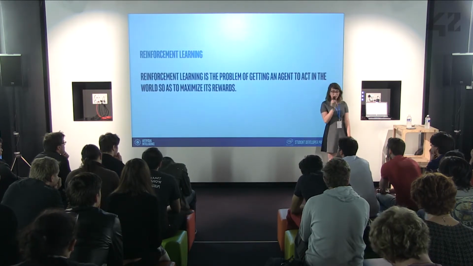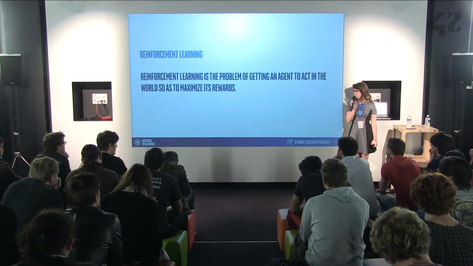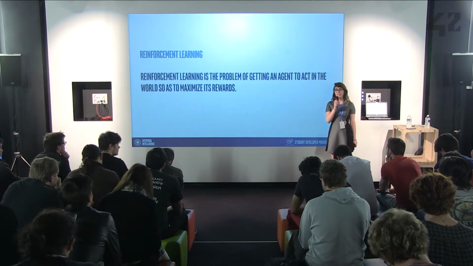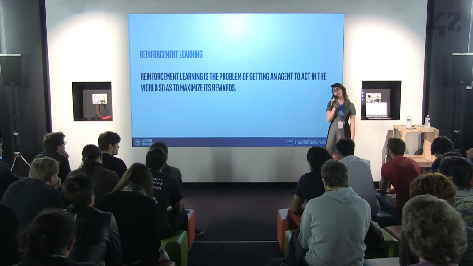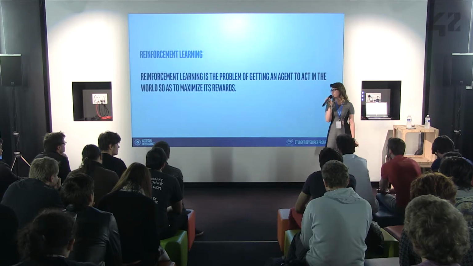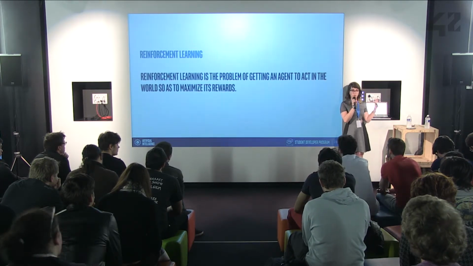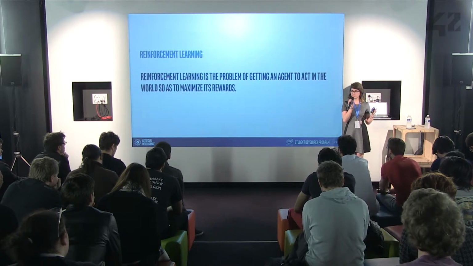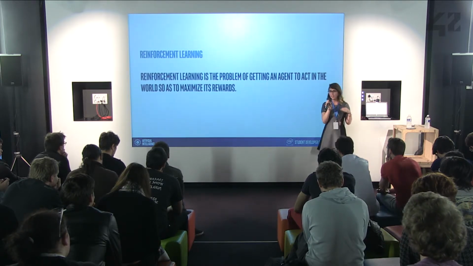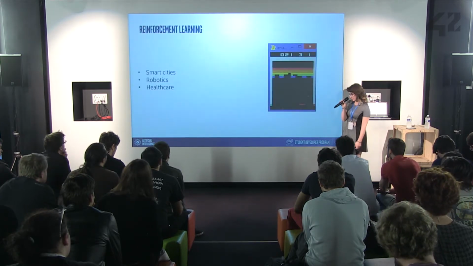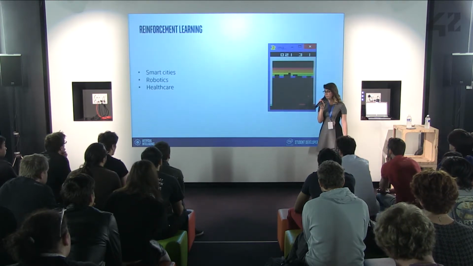So the last part of machine learning is reinforcement learning. This is very commonly confused with supervised learning, because in both cases, you know what you expect to have at the end. You know the expected output. But there are very big differences.